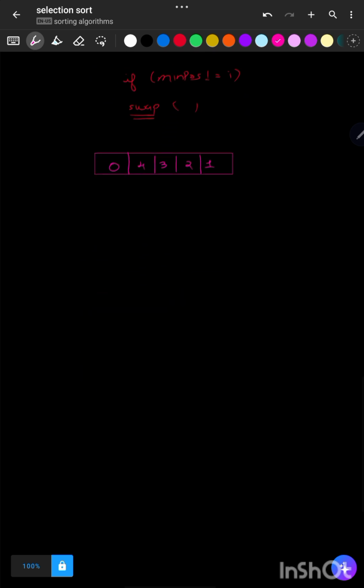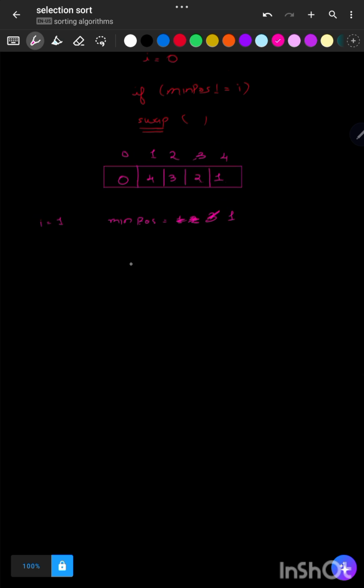Next, similarly, we assume that min position is 1, because i is equal to 1 now. Then we check to the right: the element at index 2, which is 3, is smaller than 4, so min position changes to 2. Then we check 2 with 3, and min position changes to 3. Then we check 2 with 1, so min position changes to 4.